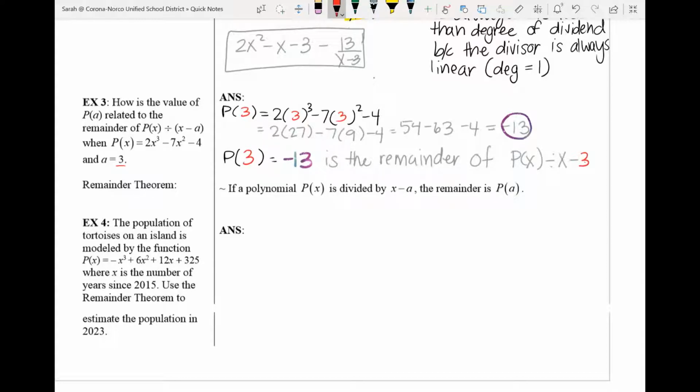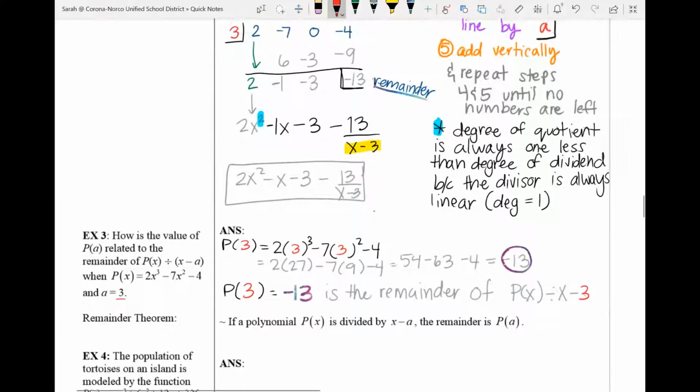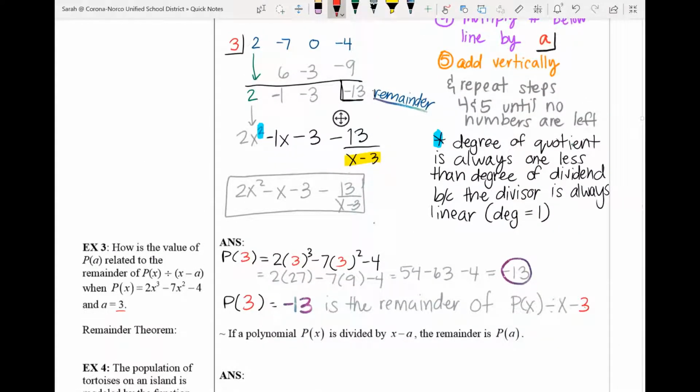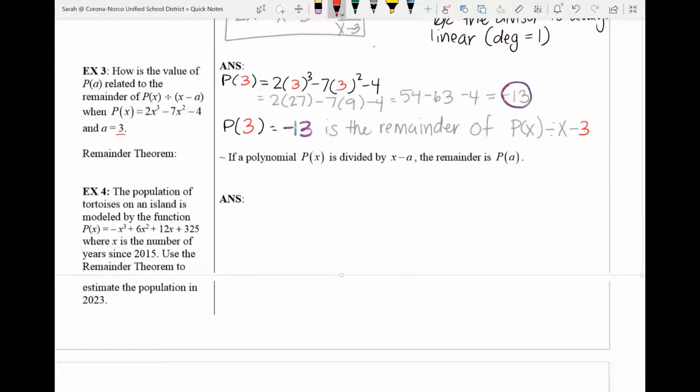Okay, so what we saw here is that if I perform synthetic division, so if I divide using a of 3 in the equation 2x cubed minus 7x squared minus 4, my remainder is negative 13. And if I simply plug 3 into P of x, so into 2x cubed minus 7x squared minus 4, I get a value of negative 13. So evaluating a function at a is the same as the remainder. So that is what we're calling the remainder theorem. So the remainder theorem states that if a polynomial P of x is divided by x minus a, then the remainder is P of a.